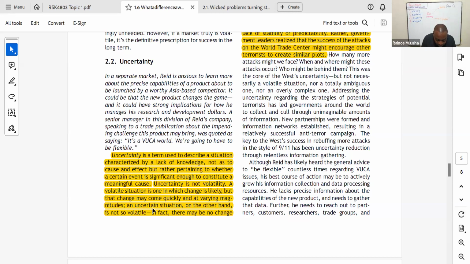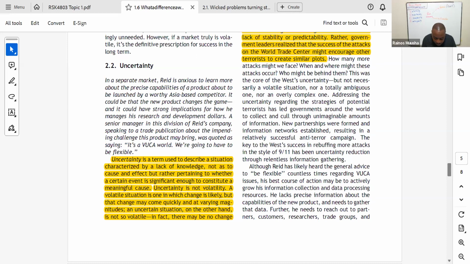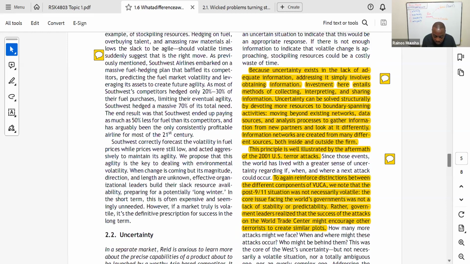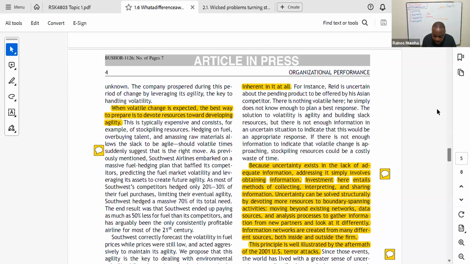But now they say an uncertain situation, on the other hand, is not so volatile. In fact, there may be no change inherent at all. So when you're faced with a situation of uncertainty, we're basically saying you don't know whether something is going to happen or is not going to happen at all. So that's when you're faced with the situation of uncertainty.